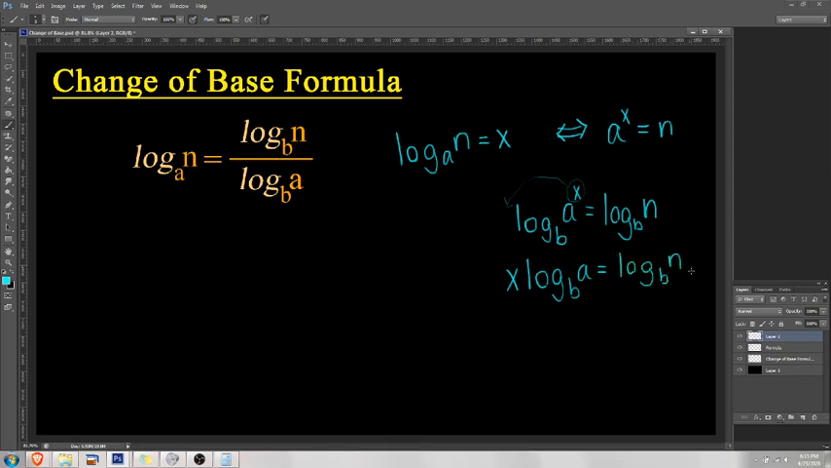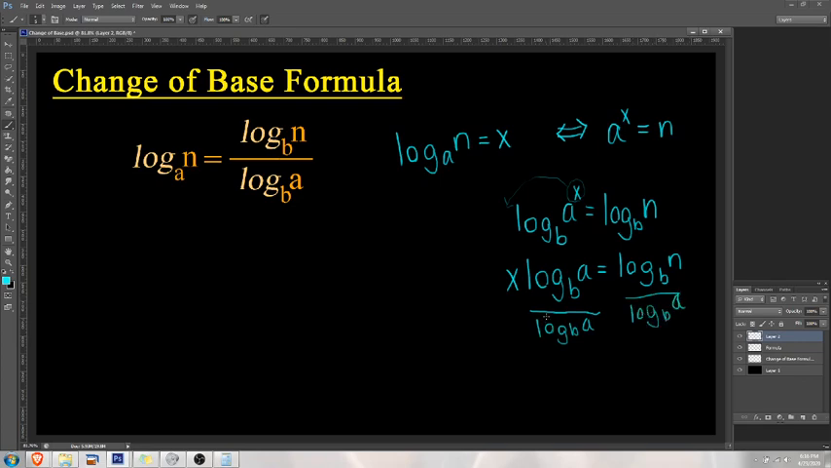At this point, what I really want to do is get x by itself, and how am I going to do that? Well, x is being multiplied by log base b of a. And so in order to get x by itself, all I have to do is divide both sides by all of this. So that's what I'm going to do. This side is going to be divided by log base b of a, and this side is going to be divided by log base b of a.